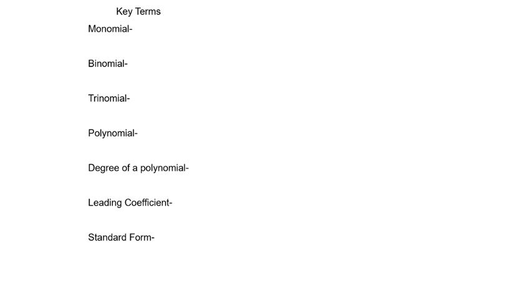In this video, we're going to be talking about polynomials. Let's go over some key terms first. First, we have monomial. A monomial has one term, for example, x or 3 or -2. There's just one thing to it.